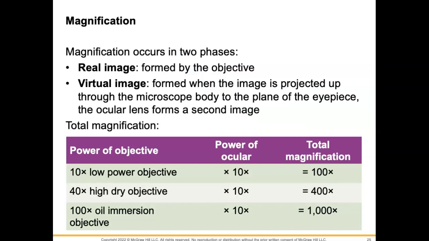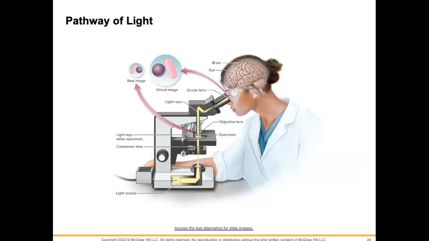Difference between a real image and a virtual image. Real image is formed by the objective. The virtual image is formed when the image is projected up through the microscope body to the plane of the eyepiece. The ocular lens forms a second image. Nice little picture there.